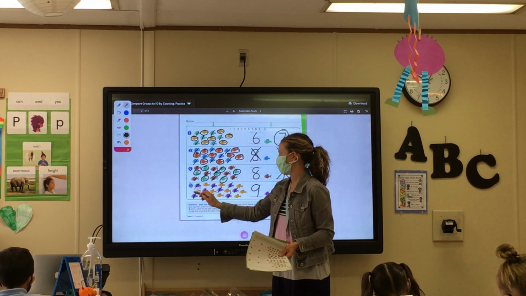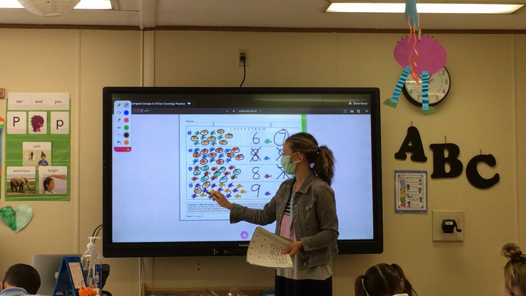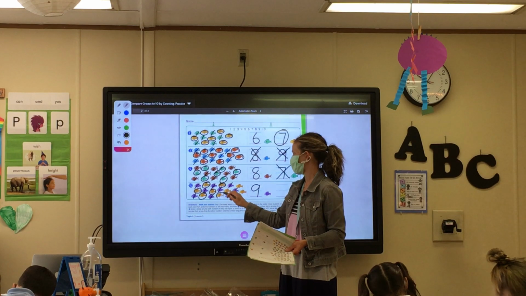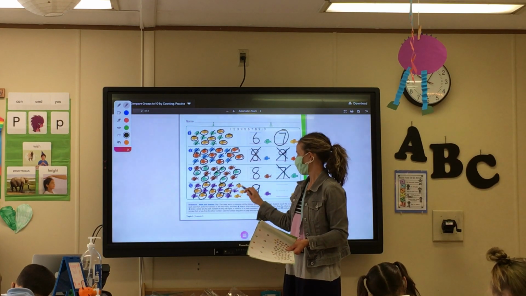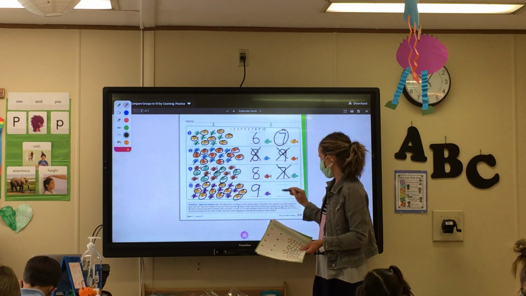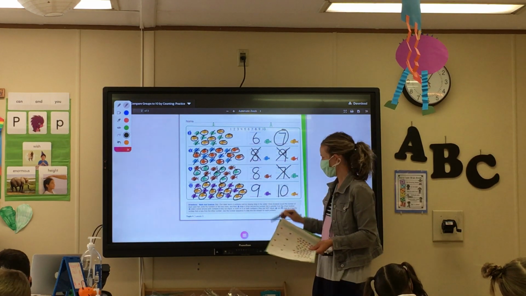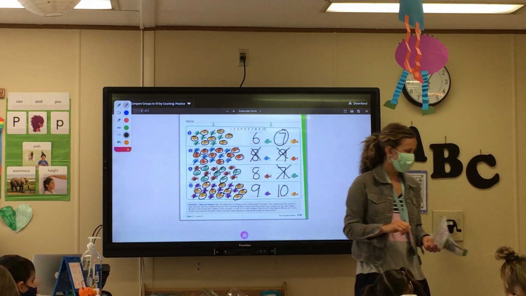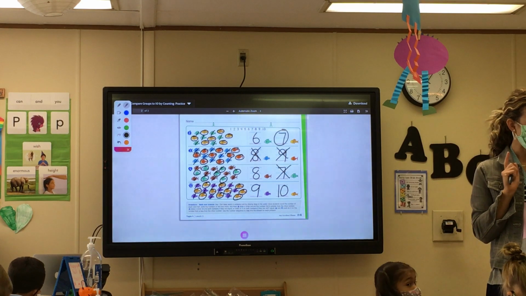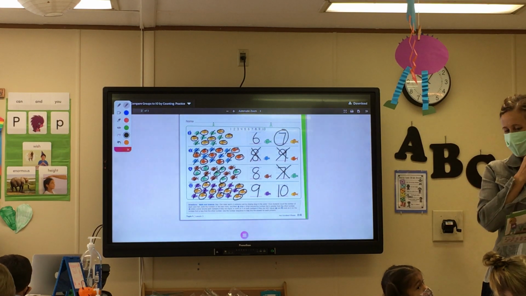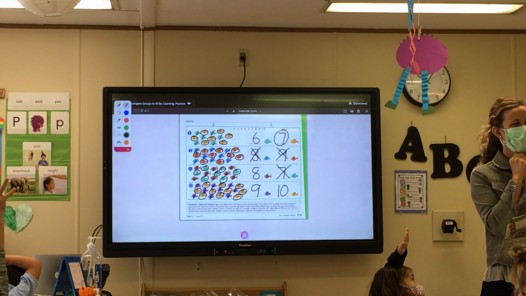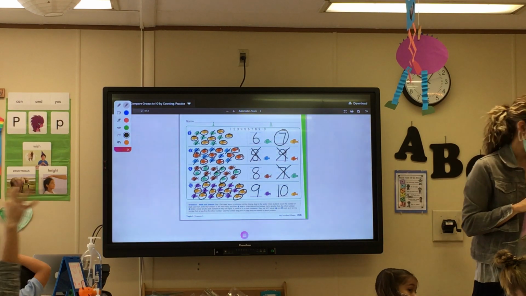To the yellow fish. 1, 2, 3, 4, 5, 6, 7, 8, 9, 10. All right, so now we have 10 yellow fish. All right, so listen for the directions now again. Okay, so this one again does say mark an X on the number that is less than the other. Which number is less, 9 or 10, Jacob? Which one's less, 9 or 10?